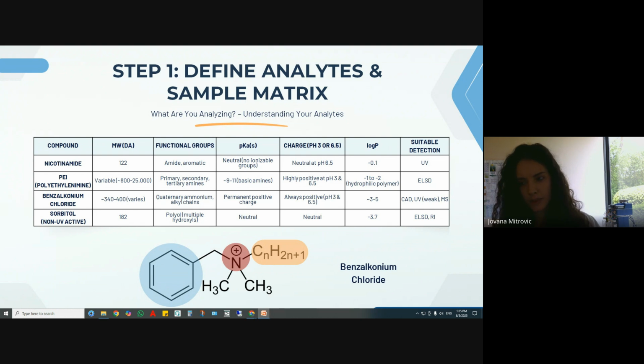And look at the table on the slide. It summarizes some key features of the analytes and how we can characterize what we are working with. We can see molecular weight, functional groups of these analytes, pKa, their charge at a certain pH, as well as the log P. And by having this kind of structure, it guides our method development process and how we approach column selection.